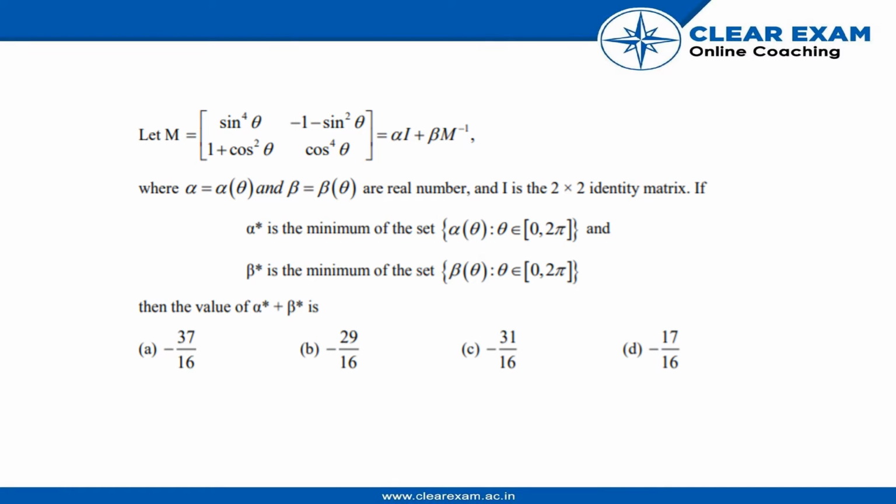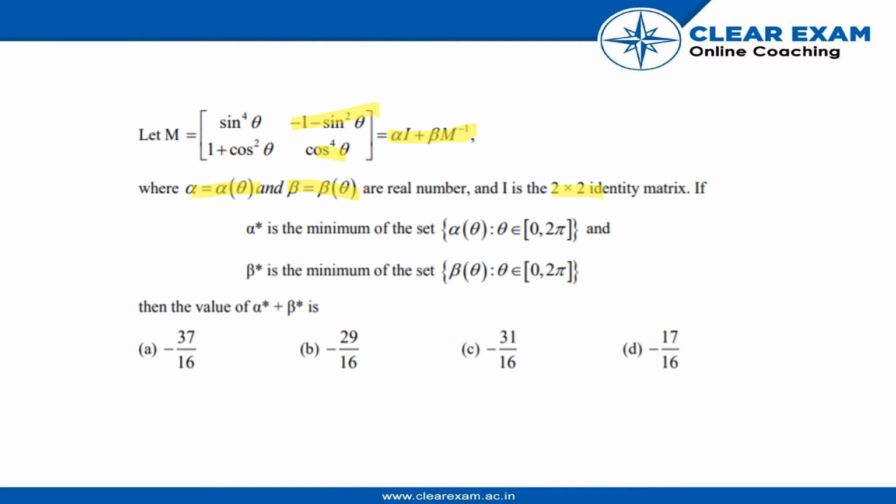In this question, let M be the matrix with entries sin⁴θ, −1 − sin²θ, 1 + cos²θ, cos⁴θ, and M = αI + βM⁻¹. Here they have given a matrix where α = α(θ) and β = β(θ) are real numbers, and I is the 2×2 identity matrix.